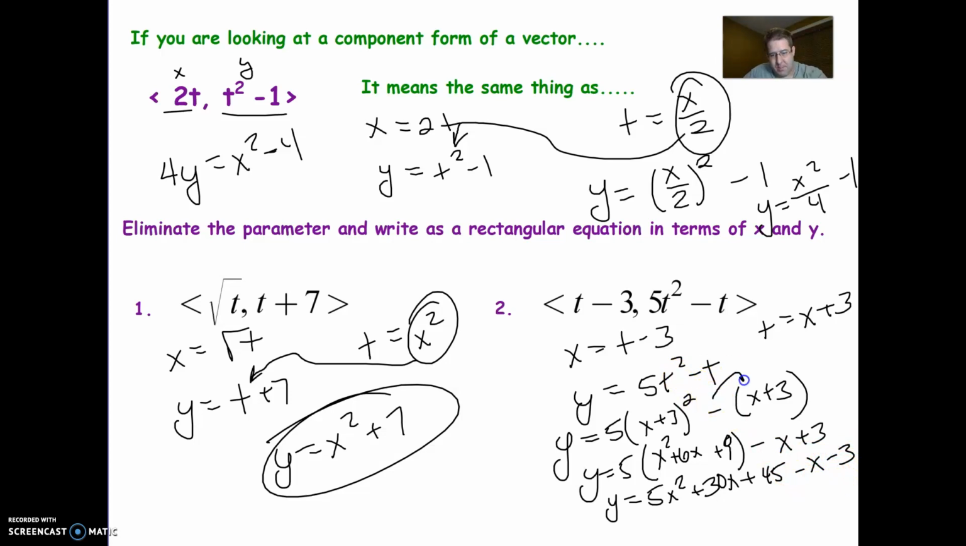Remember, I distribute the minus to both. And then just clean this up a little bit by combining like terms, 30x and minus x. 5x squared plus 29x, and then the 45 minus 3 makes 42. And there you have it. That would be your equation.